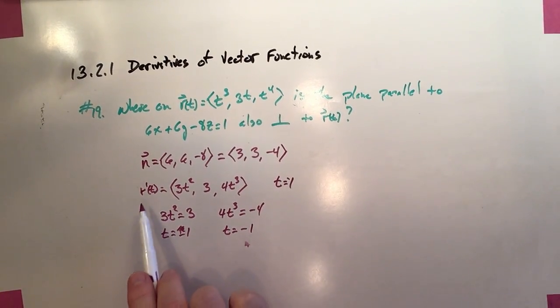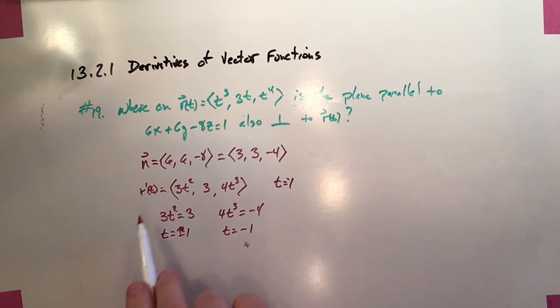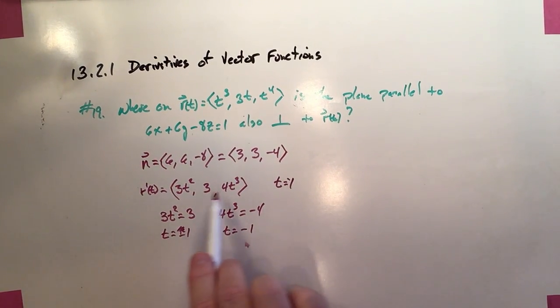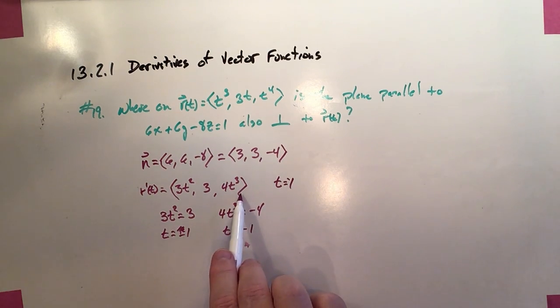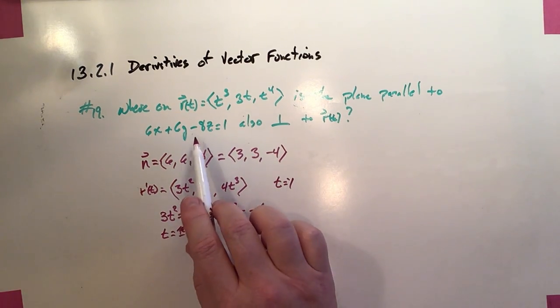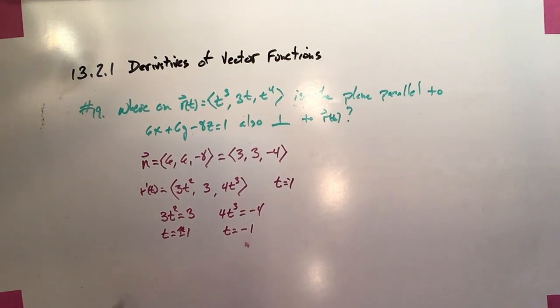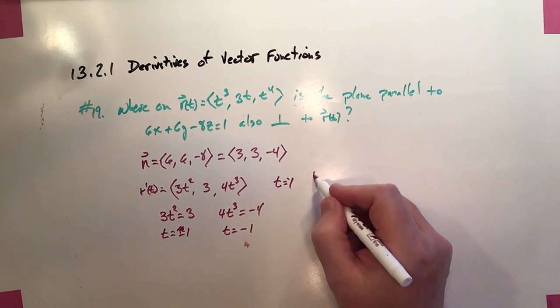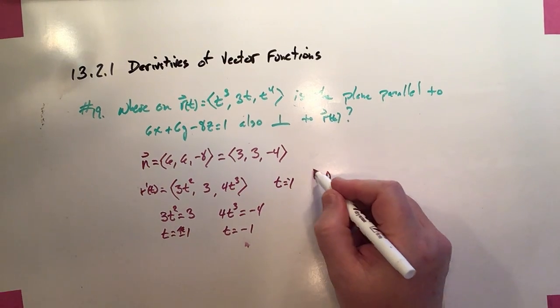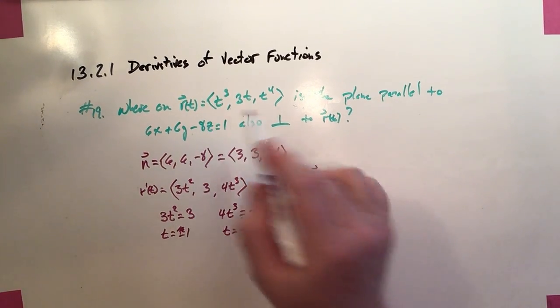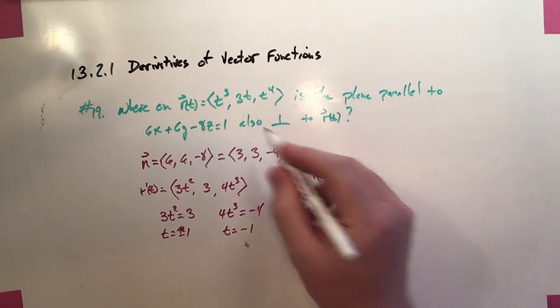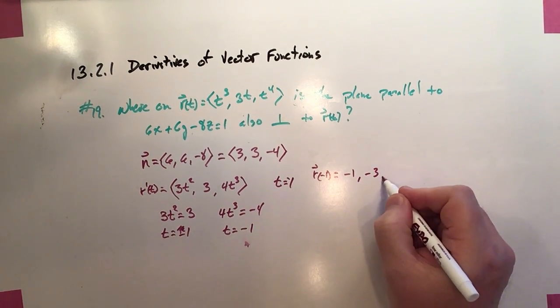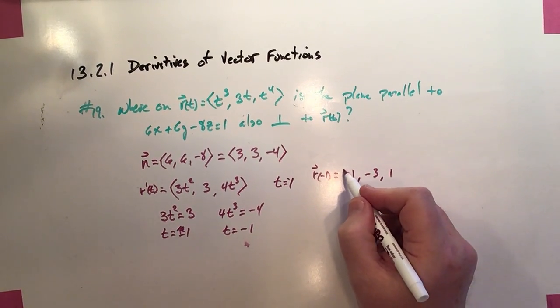So now at the point t equals negative 1, we know that the direction of this particular vector points perpendicular to this plane, which is parallel to the plane we're after. So now we can find the point. We go back to the original function, r of negative 1. And of course, that's going to be negative 1, negative 3, and positive 1.